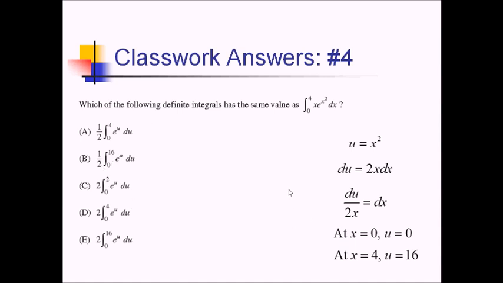Putting it all together now, we've got integral from 0 to 16 of x times e to the u, and then we have a du over 2x. Canceling the x's here, I can write this as 1/2 times the integral from 0 to 16 of e to the u du. And I could keep going if I wanted to, but they just wanted us to find something that had the same value as this expression, and I can see this very clearly in the answer choices. This is going to be choice B.